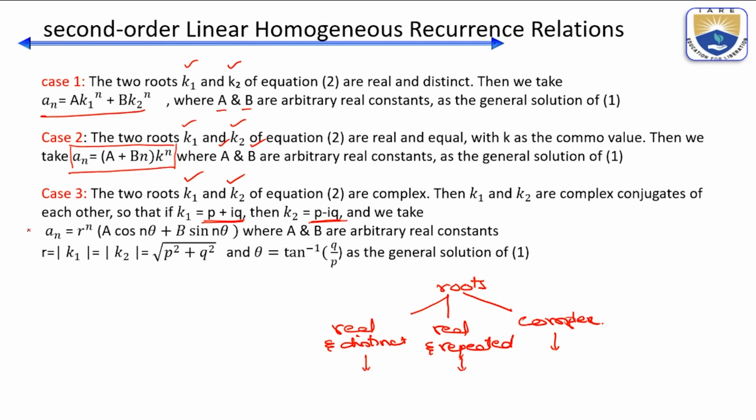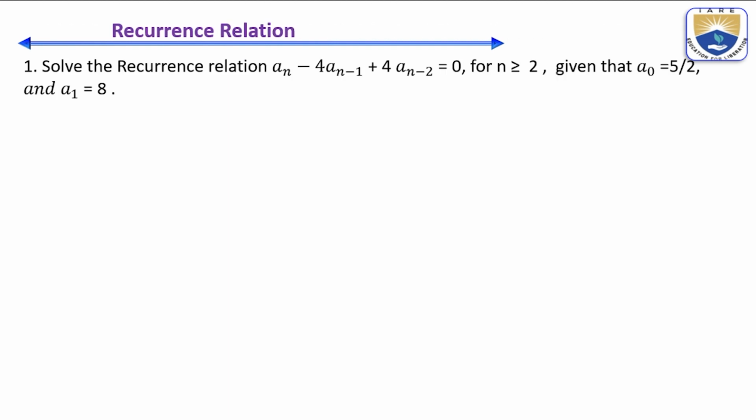In such a case, we write the solution a_n = r^n (A cos nθ + B sin nθ), where r is equal to the modulus of k1 or the modulus of k2, which is nothing but the square root of p squared plus q squared, and θ we are going to find. R to the power n is found by using this, and θ by using this we calculate the θ value. Then if you substitute in the expression, we find the solution for the homogeneous equation. Now let us go for one problem.